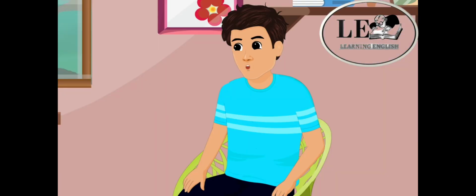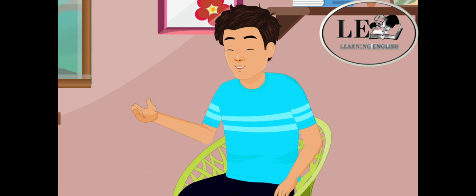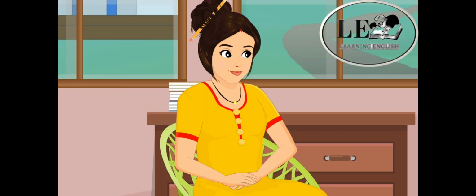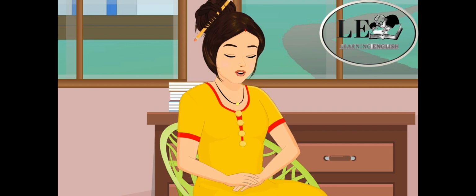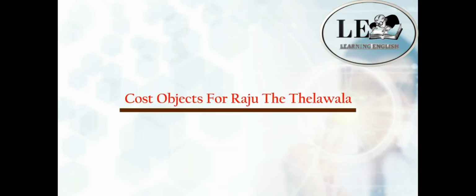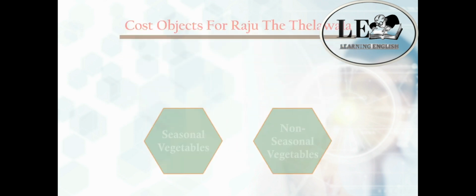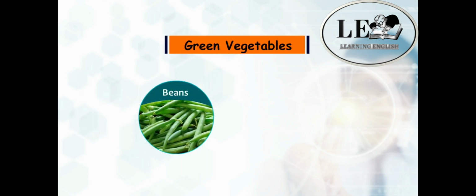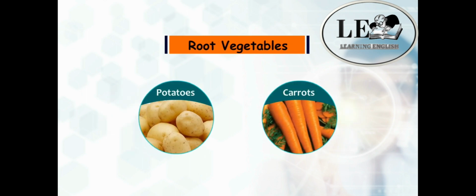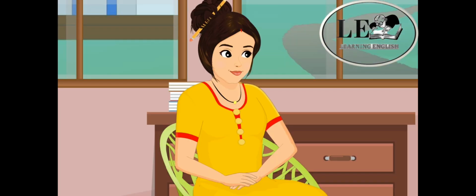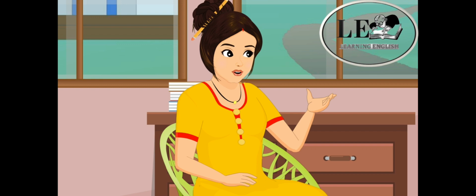Earlier, we had discussed the business of Raju, the Thela Wala. How does cost object work in his case, ma'am? Yes, cost objects may work in many ways when it comes to Raju the Thela Wala. Cost objects for Raju the Thela Wala could be seasonal vegetables and non-seasonal vegetables, or green vegetables like beans or lady's fingers, root vegetables like potatoes or carrots, and other types of vegetables. If he starts selling fruits also, cost objects could be vegetables and fruits.